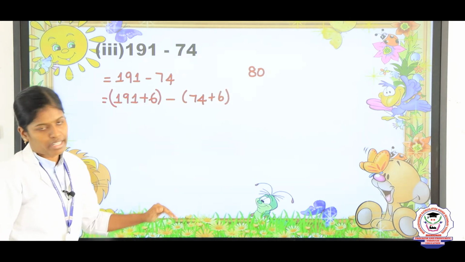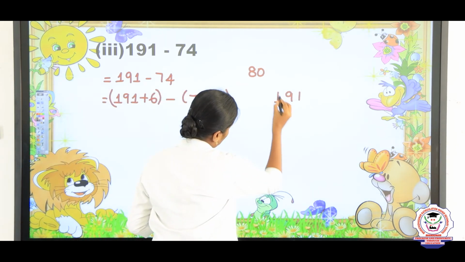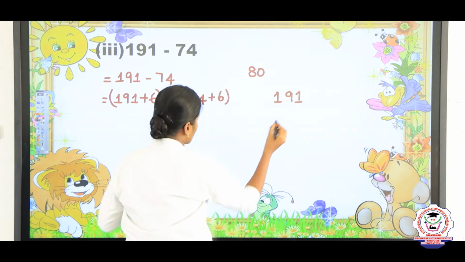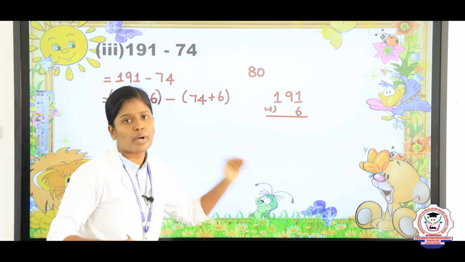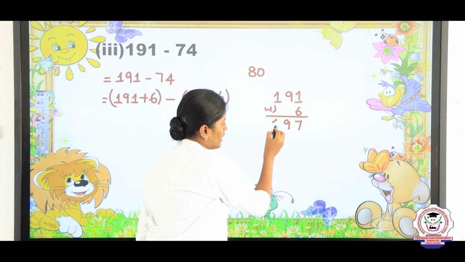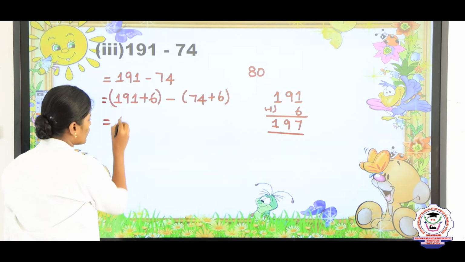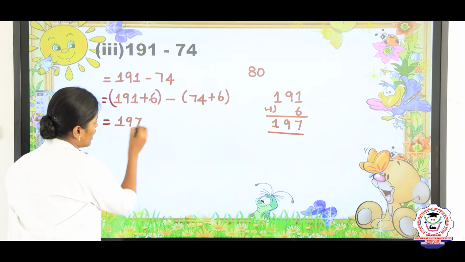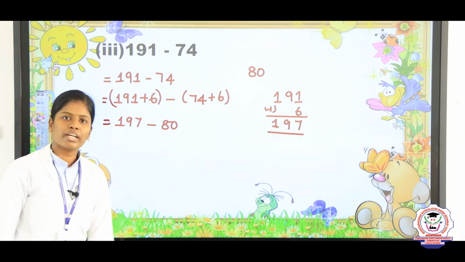Now we are going to add this. Take 191 and then 6. Add the ones place value. Here the ones place values are 1 and 6. So the answer is 7, and then 9 and then 1. So the final answer is 197. Now 197 minus 80.